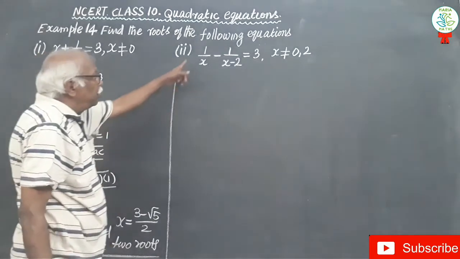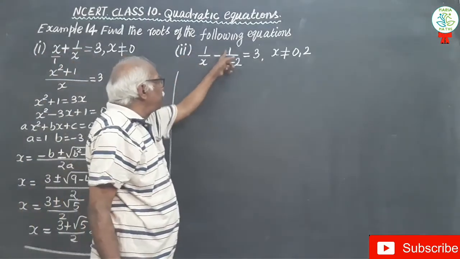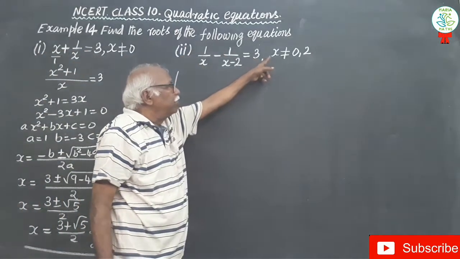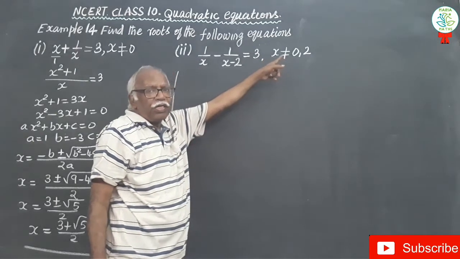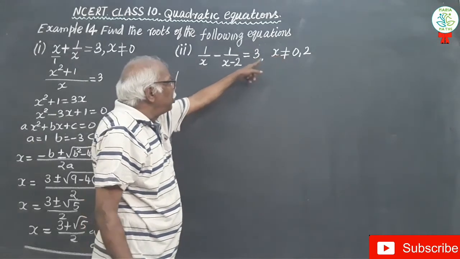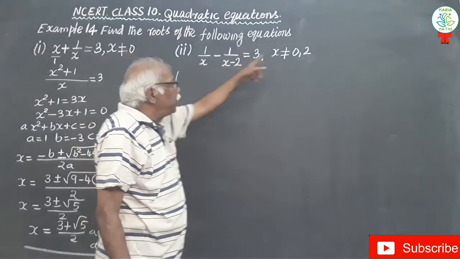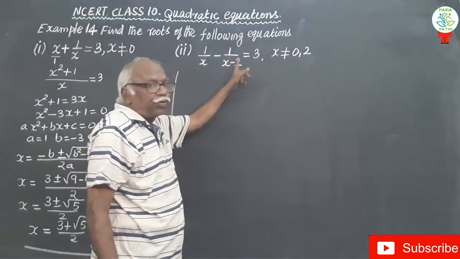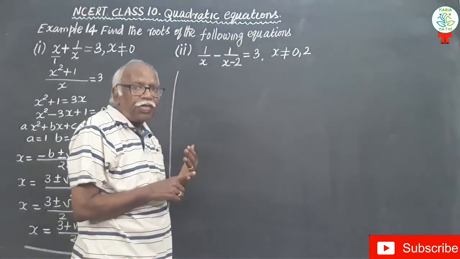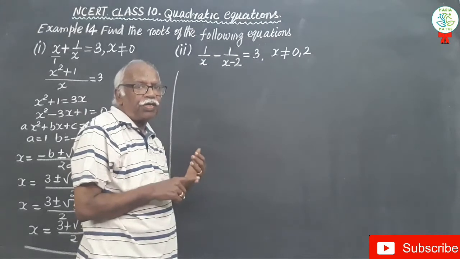Second question. 1 by x minus 1 by x minus 2 equal to 3 where x is not equal to 0, x is not equal to 2. If x is equal to 2, then 2 minus 2 is 0, which is infinity. Therefore, x will not be equal to 0 and x will not be equal to 2.